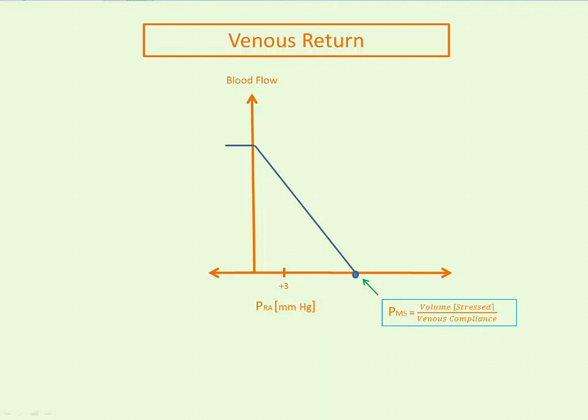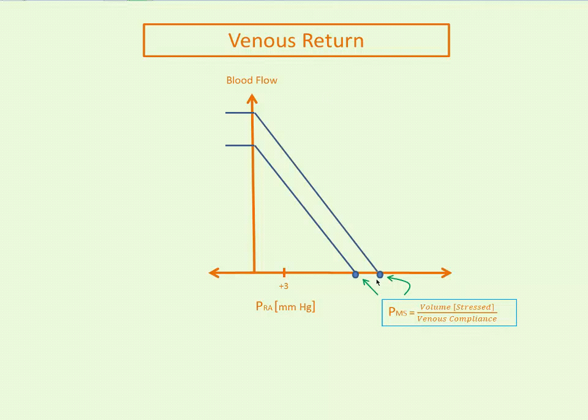So this is your mean systemic pressure. So this curve can shift rightwards and leftwards. So let's say I took a patient and I gave him 5 liters of crystalloid. Well, I'm going to increase that patient's stressed volume, and therefore I'm going to increase their mean systemic pressure, and I'm going to increase the pressure head for driving blood back to the heart. I'm going to shift the curve rightwards.